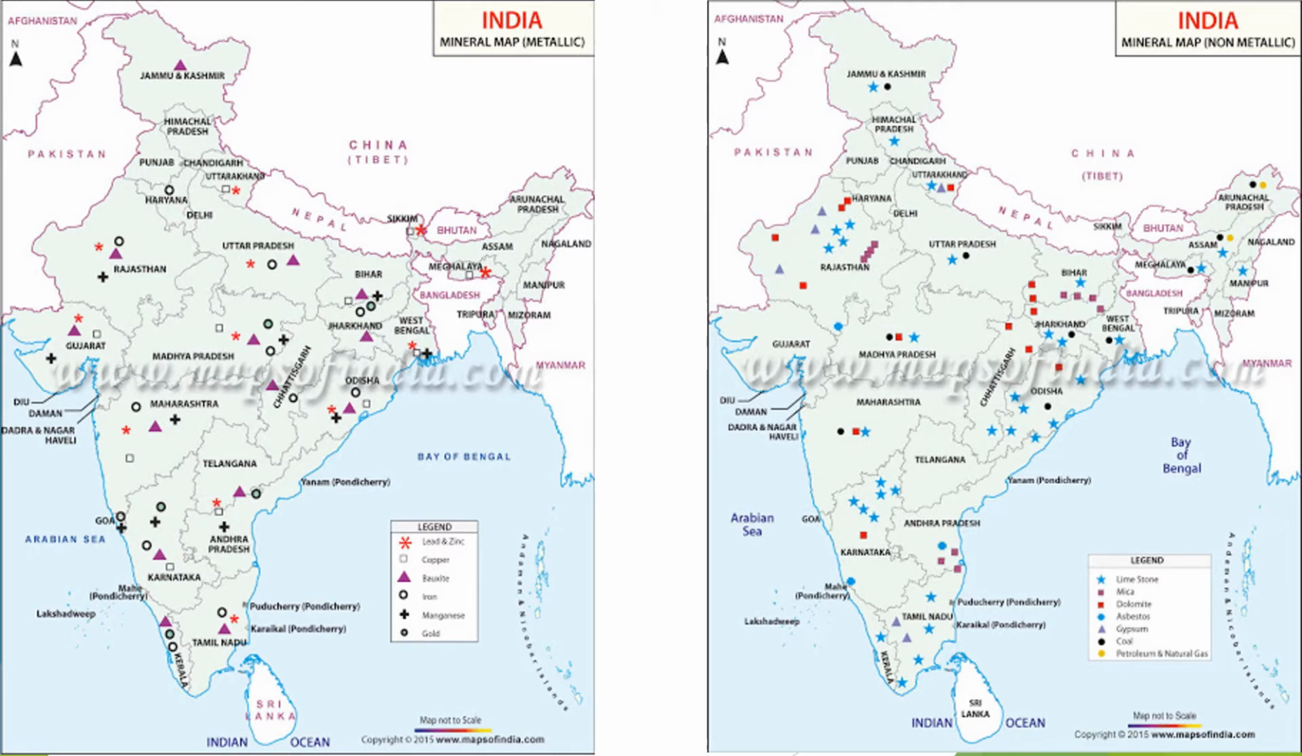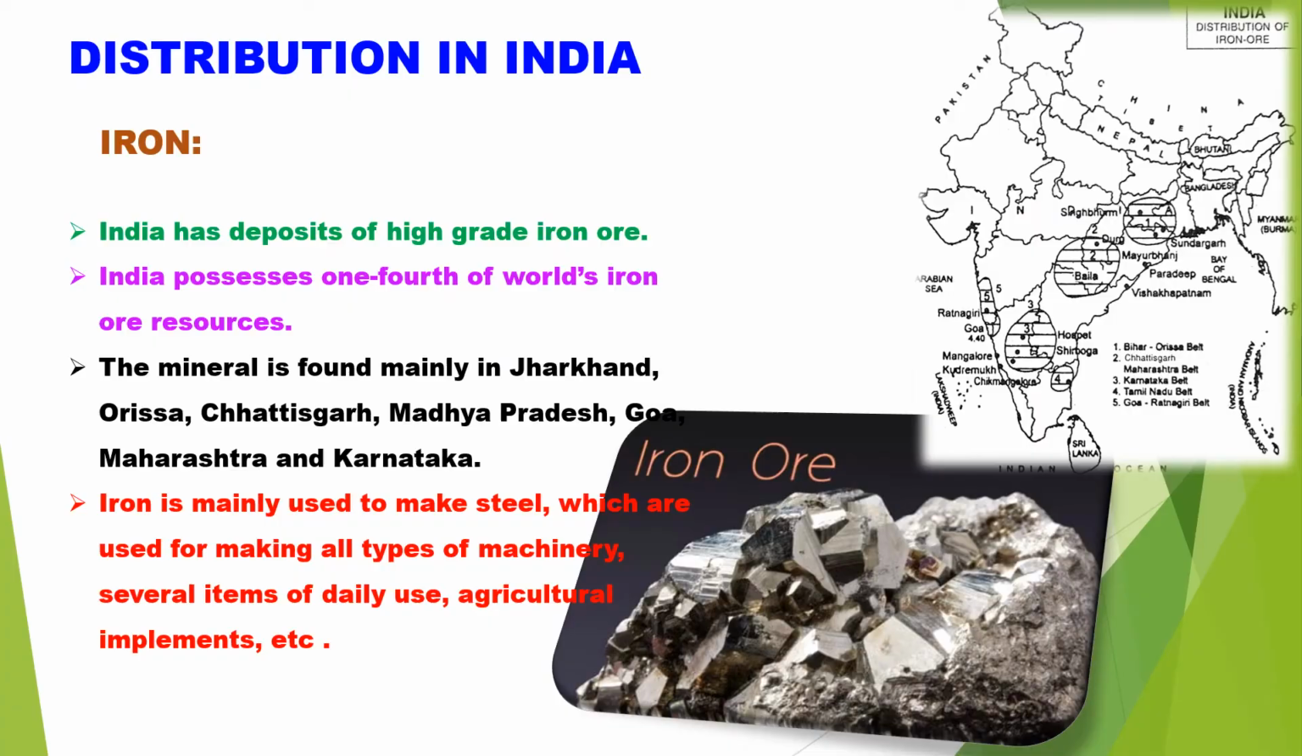And when I speak about India, the mineral distribution is also not even in India. In India also there is uneven distribution of mineral resources, where we can see that along the northwest axis we have a very high amount of mineral resources. When you speak about iron, one of the mineral resources, India has deposits of high grade ore, and India produces one-fourth of the world's iron ore resource.